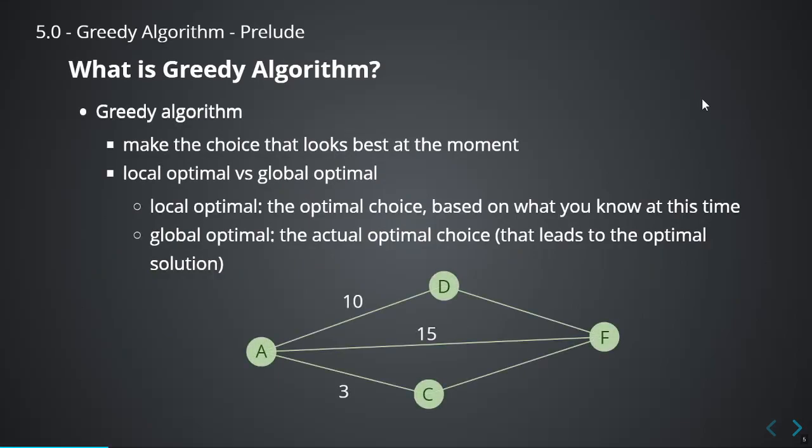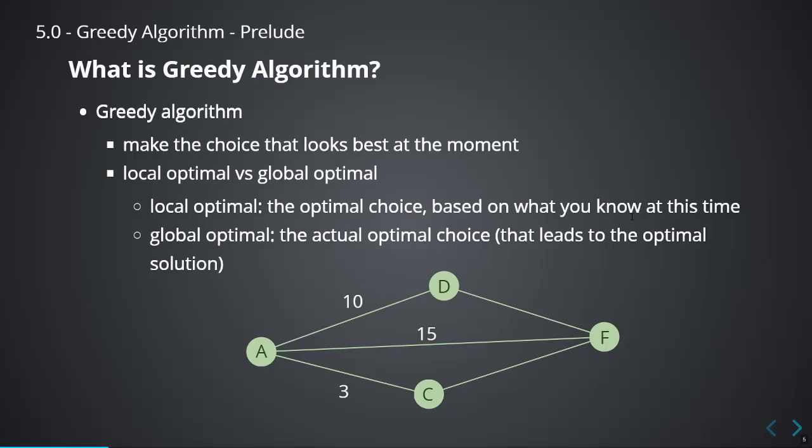So a greedy algorithm is a bit different, because with a greedy algorithm, you make the choice which is the best at the moment. I kind of like calling it the short-sighted algorithm. You don't care about the future, you just do what's best now. And the two terms that we're going to use when we talk about greedy algorithms are local optimal and global optimal. So local optimal is the optimal choice based on what you know at this time. You're at one stage of the algorithm, you have to make a choice, and you just pick one that you think is the best right now.